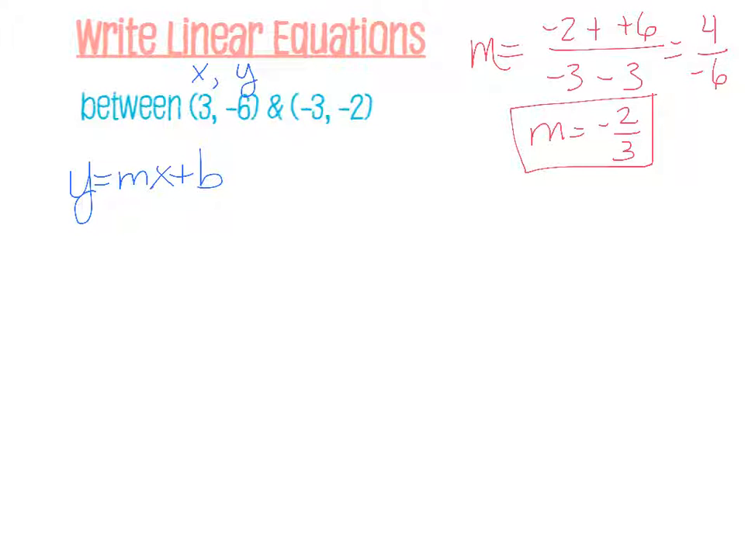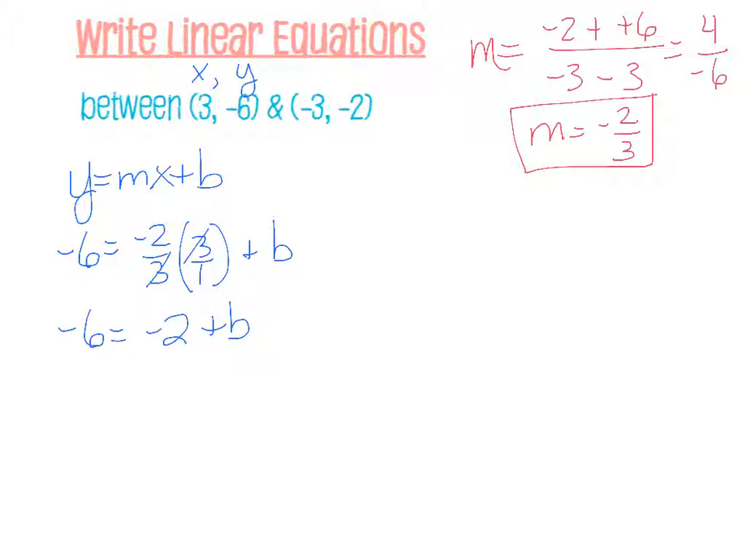To replace all those variables, the y is going to turn into a negative 6. The m is the negative 2/3. The x is 3, plus b. That's my goal. I'm going to go find b. Think of this 3 as a 3 over 1, so that the 3's cancel nicely when you're multiplying. Negative 6 will equal a negative 2 plus b. Add the 2. B is equal to negative 4.